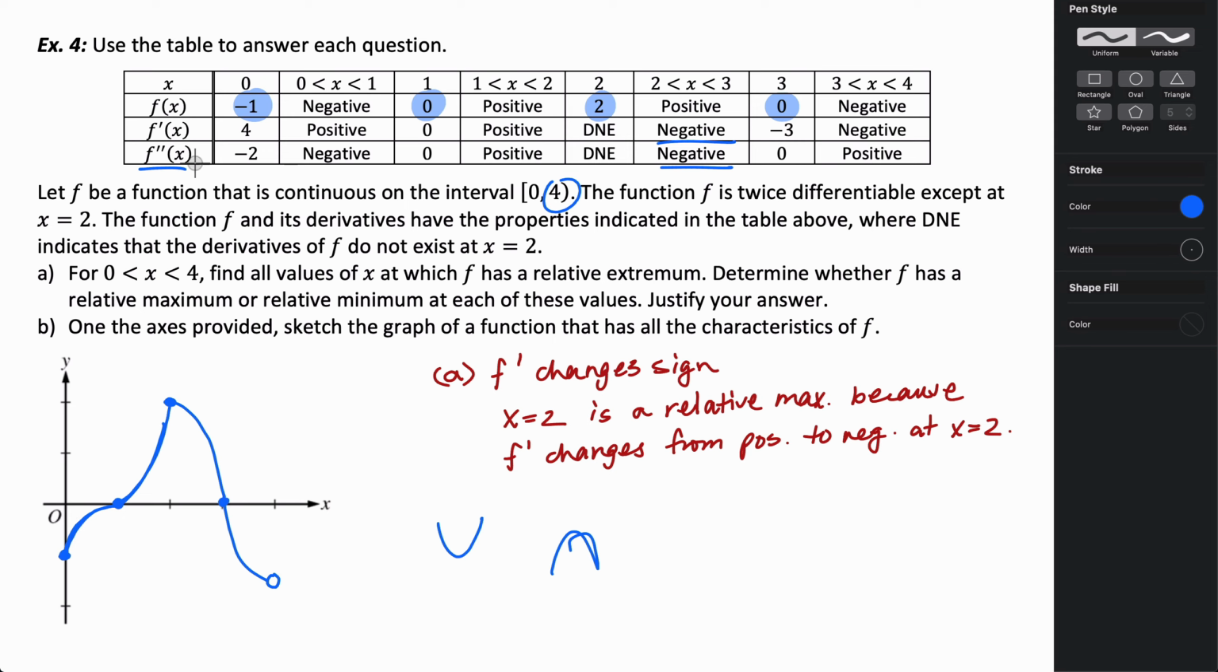It's concave up here because the second derivative is positive, concave down here because the second derivative is negative, concave up here because it's positive. It increases on this entire interval because the first derivative is positive there. The first derivative is negative from 2 to 4, so that's why it's decreasing on that entire interval. And then it's negative here, so it is concave down. It's positive here, so it is concave up.